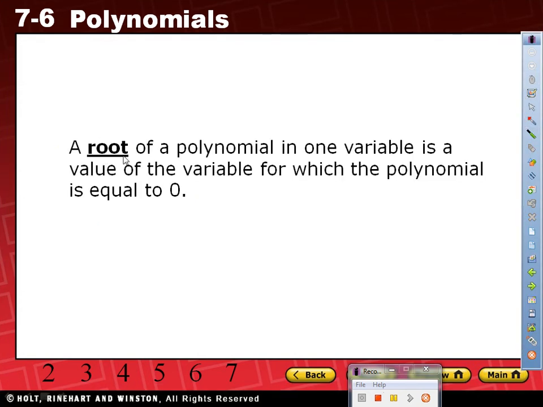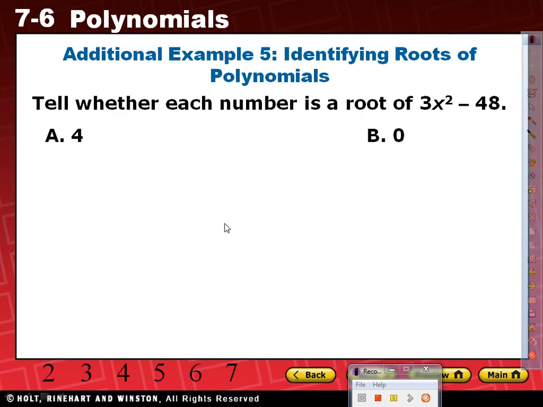And the last thing that I want to cover, check this out. So, we're going to try and find the root of a polynomial. This is a lot of fancy words. A root of a polynomial, in one variable, is a value of the variable for which the polynomial is equal to 0. Right. So now, check this out. Let me interpret what that says.